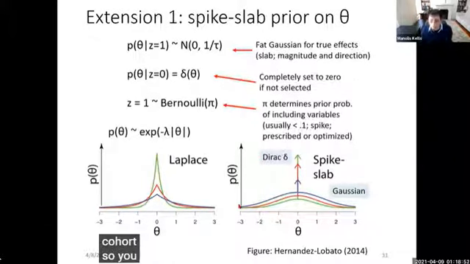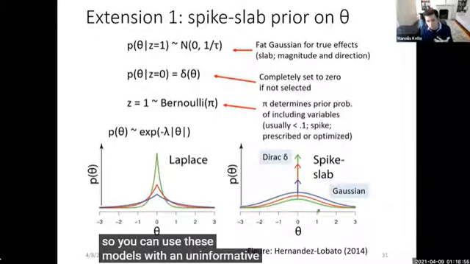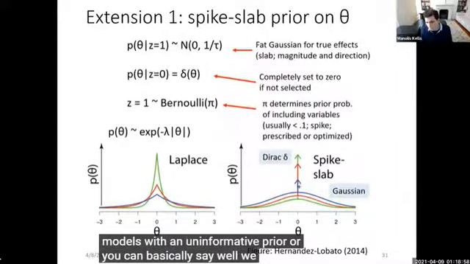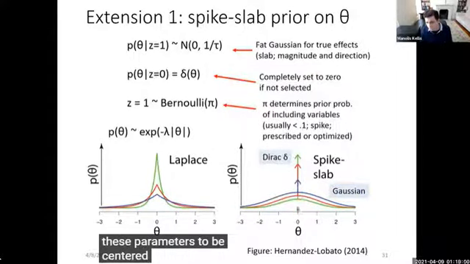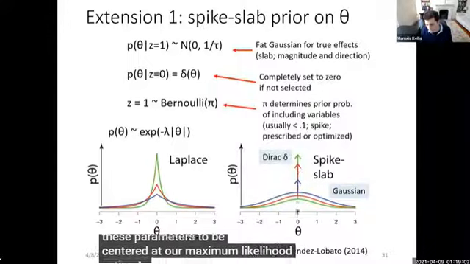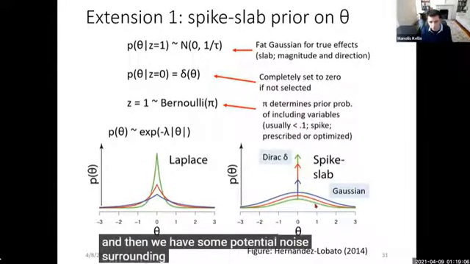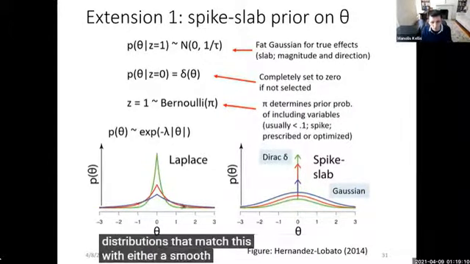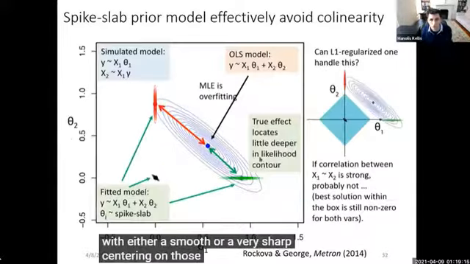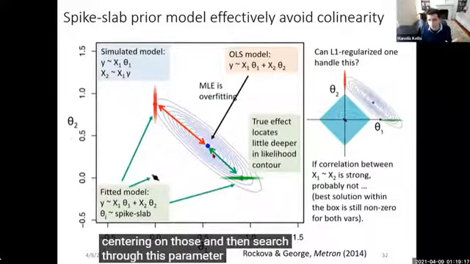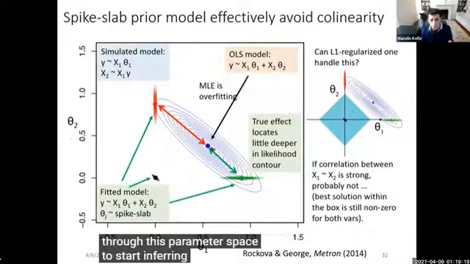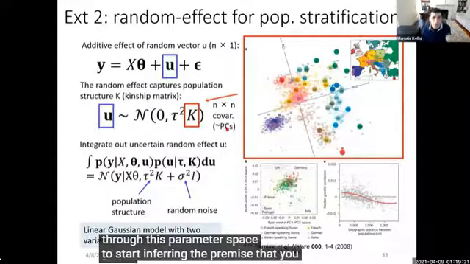So you can use these models with an uninformative prior, or you can basically say, well, we expect these parameters to be centered at our maximum likelihood estimate or some other estimate, and then we have some potential noise surrounding that, and you can use prior distributions that match this with either a smooth or a very sharp centering on those, and then search through this parameter space to start inferring the parameters that you would like.